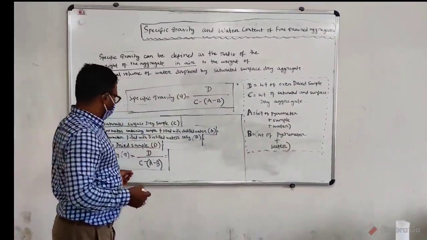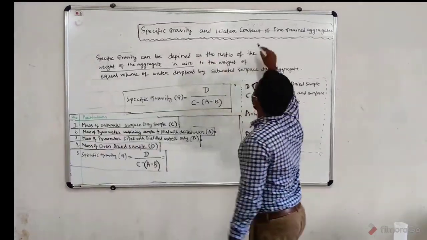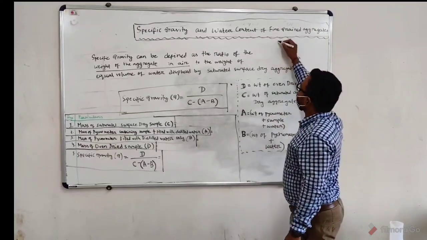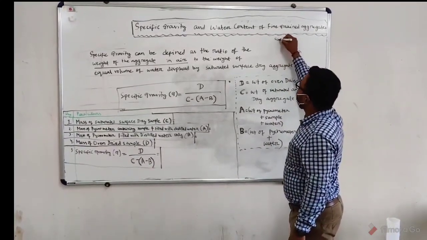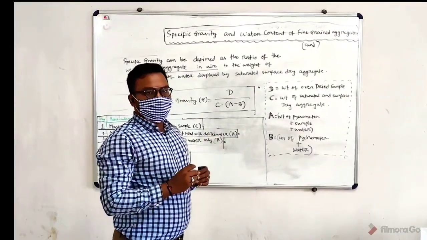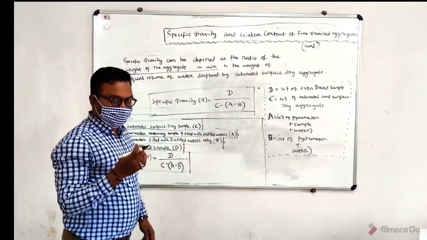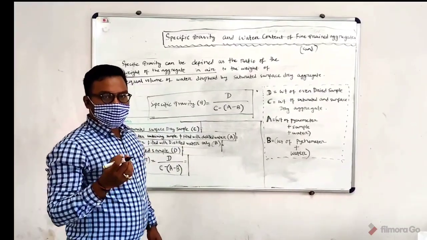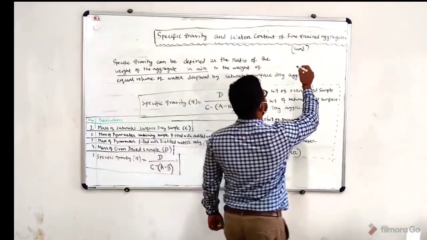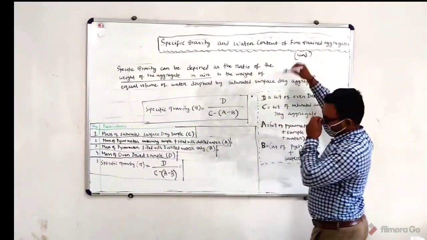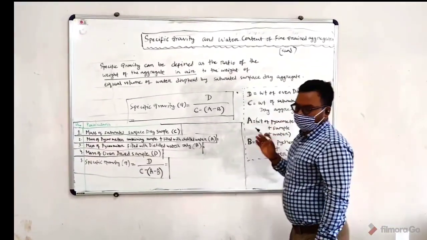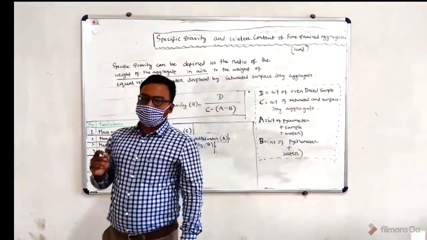Today's experiment is specific gravity and water content of fine grained aggregates. Fine grained aggregates, especially we refer to sand, which is an important part of concrete. We generally use sand, water, cement, coarse aggregate and fine aggregate in concrete. One of the components is sand, and its specific gravity plays a vital role in determining the grade of the concrete.